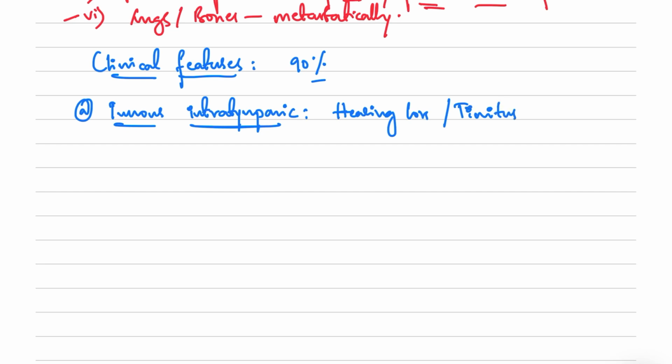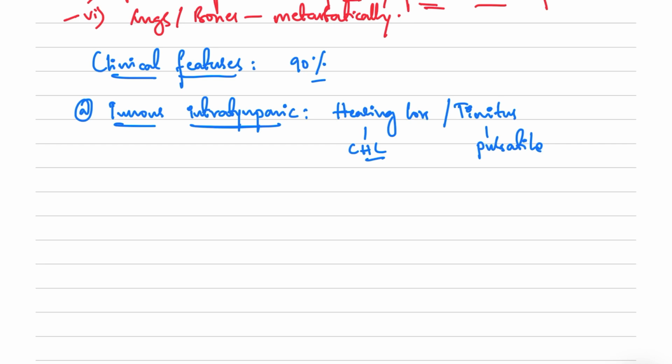So how is the hearing loss? The hearing loss is generally of conductive type, and it will slowly progress. And how is the tinnitus? Tinnitus is actually pulsatile. So on examination through otoscopy, what will you find?